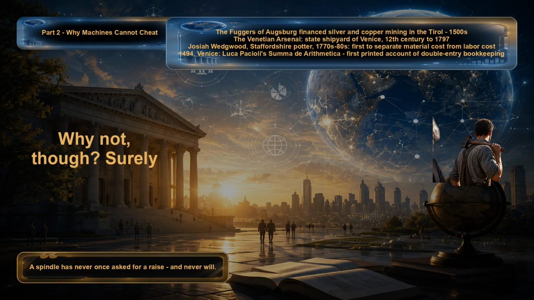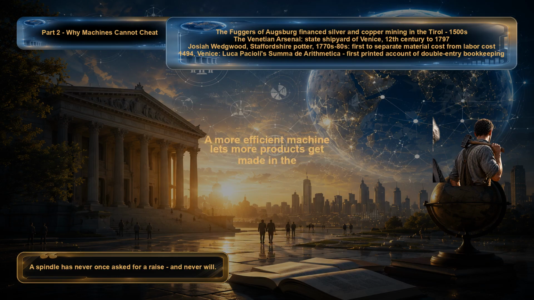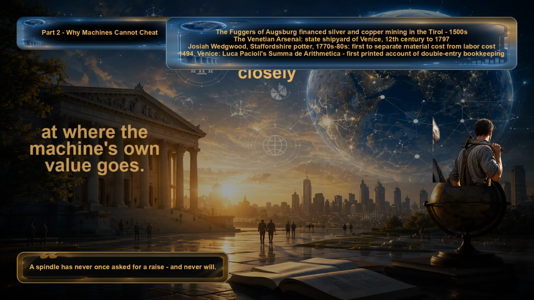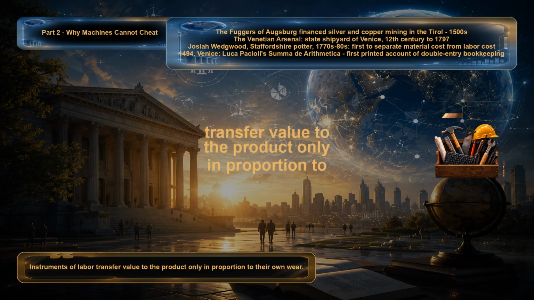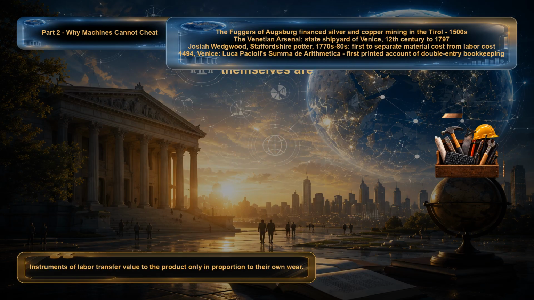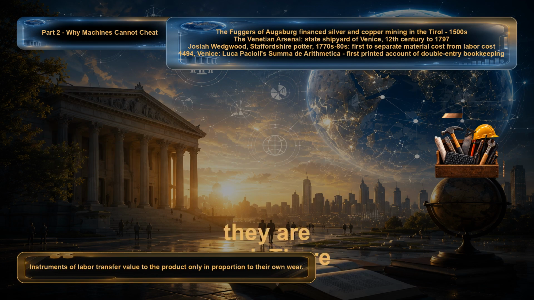Why not, though? Surely a more efficient machine adds more value than a worse one. A more efficient machine lets more products get made in the same time, true. But look closely at where the machine's own value goes. Marx's rule stated plainly: instruments of labor transfer value to the product only in proportion to their own wear, never more than they themselves are worth, no matter how skillfully or how quickly they are used.